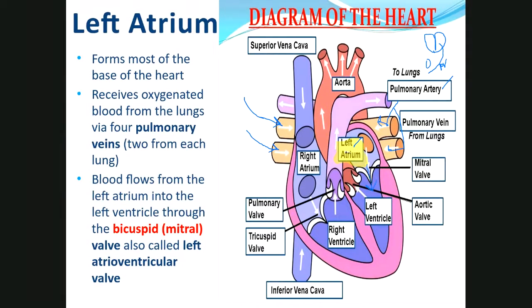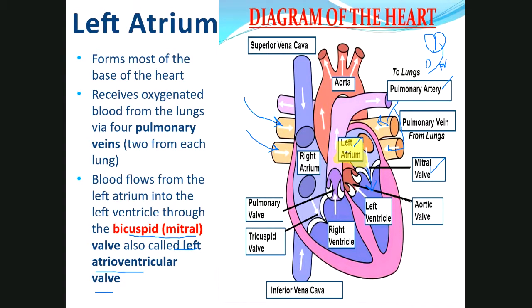And on this side, the valve is called the bicuspid valve. Another name for this is the mitral valve. And a third name, which you have to know all 3, is the left atrioventricular valve. So again, we call it a bicuspid valve because it only has 2 cusps.